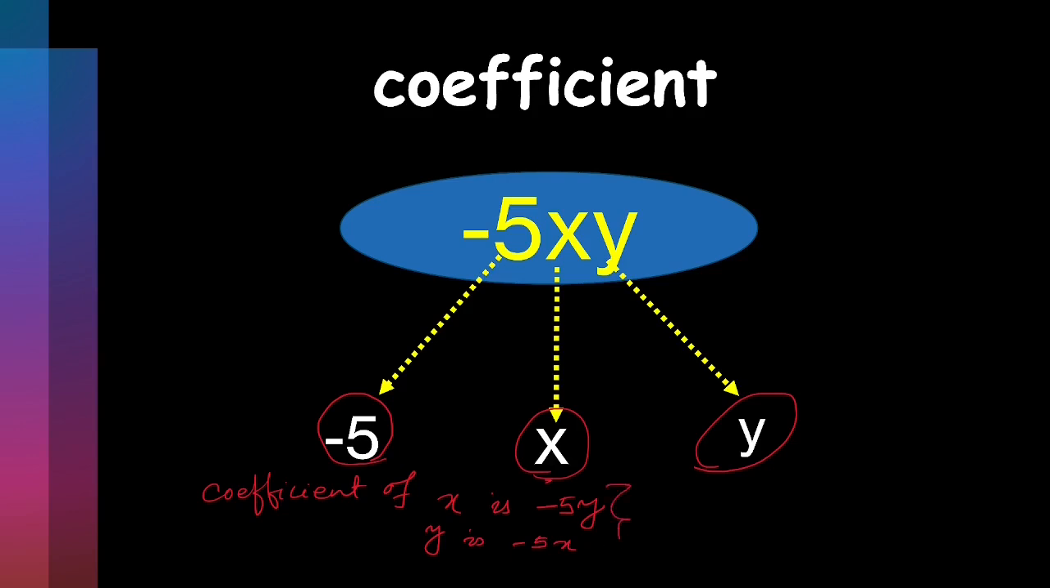But if someone is asking what is the coefficient of this term, that means we have to take only the numerical factor. So what is the coefficient of this term? Negative 5 is the coefficient of this term. If negative x is there, then what is the coefficient of this negative x? Here, what are those factors? Negative 1 is multiplied with x. Here negative 1 is the coefficient. Negative 1 is the coefficient of this term, negative x.